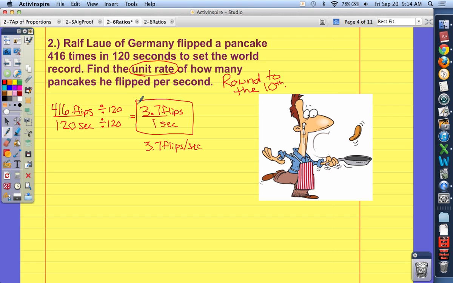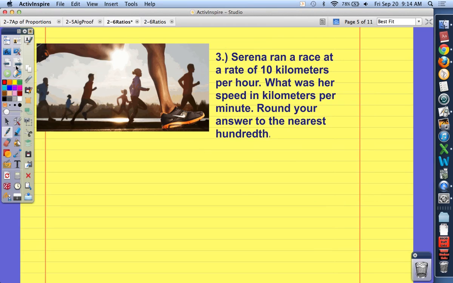Our next example, we have a little runner here. With this example, guys, we want to convert. So let's see. Serena ran a race at a rate of 10 kilometers per hour. What was her speed in kilometers per minute? Round your answer to the nearest hundredth. Remember with conversions, to show your work. Conversions, we always want to do them in our head. Your teacher wants to see your work.